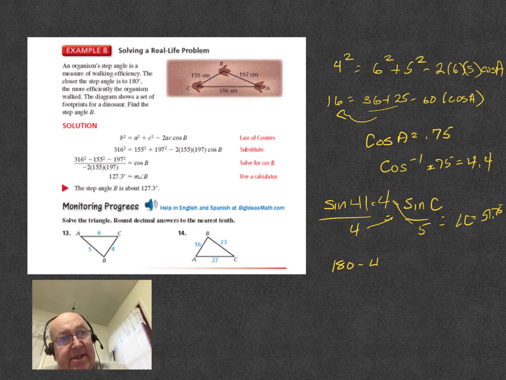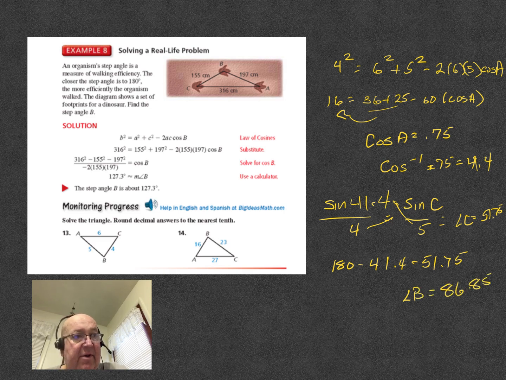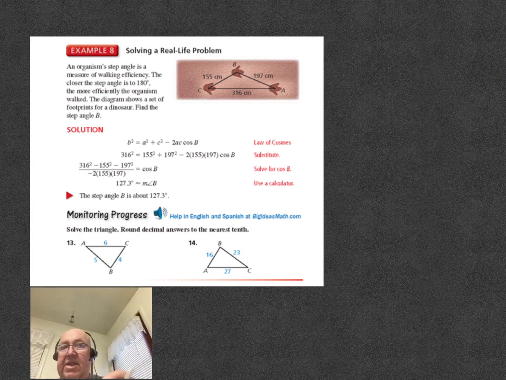Now I can go 180 minus 41.4 minus 51.75, and I'm going to get my measure of angle B is 86.85 degrees. I'm going to do problem 4 on the next sheet.